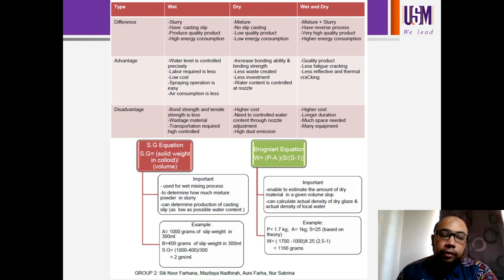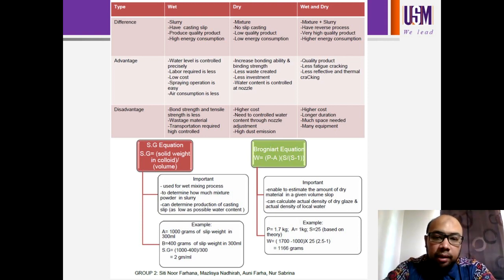For example, the wet and dry mixing process is very expensive, but some industries use this kind of mixing process, especially when involved in advanced ceramics processing. Okay, now we talk about the disadvantages of these mixing methods.